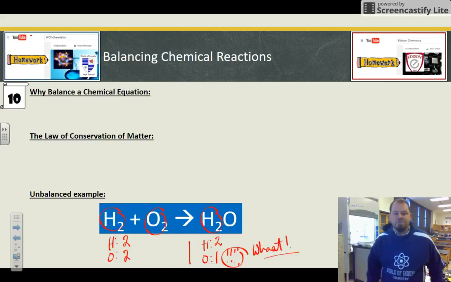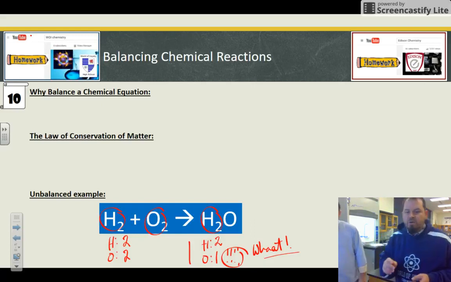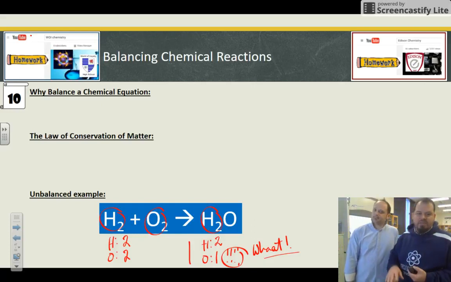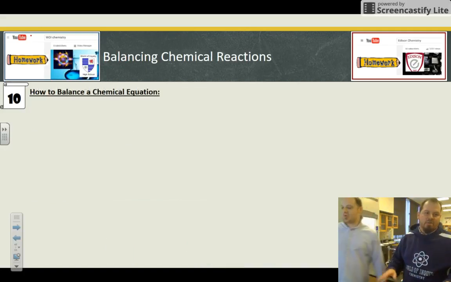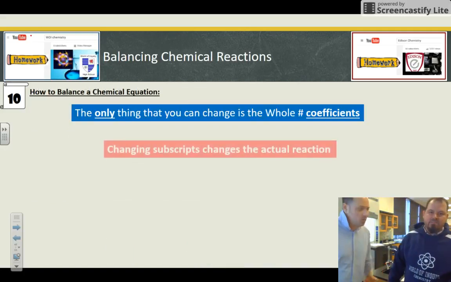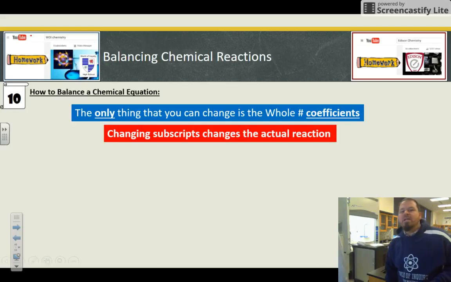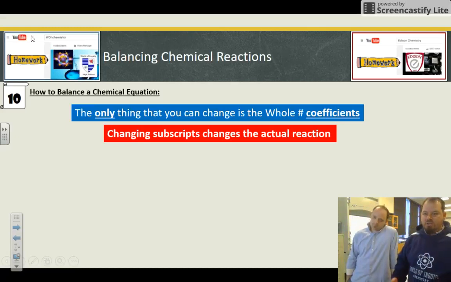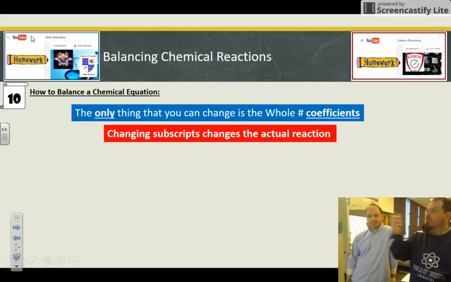So we need to teach you what we do to fix this with whole number coefficients. Notice we cannot add subscripts. If we add subscripts, we've changed the substance. I can't do H2O2 because that's not what we're supposed to make. The only thing we can add is whole number coefficients. If you change the subscripts, you've cheated, and then you've changed the equation, so that doesn't count. That's why I wrote it in red.